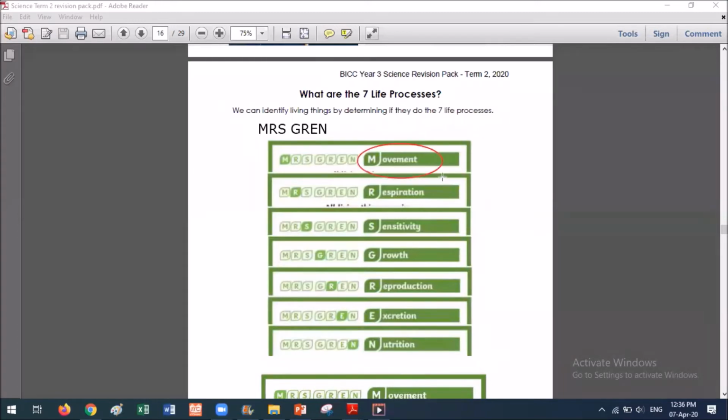The first one is M is for movement, R is for respiration, S is for sensitivity, G is for growth, R is for reproduction, E is for excretion, and N is for nutrition. So let's go and have a look through these different ones here.